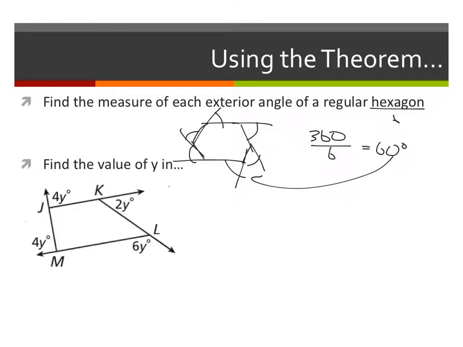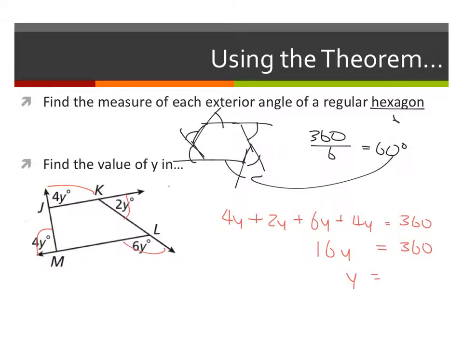We can apply the same concept to the value of y here. Remember, all those have to add to 360. So 4y plus 2y plus 6y plus 4y must equal 360. How many y's do we have there? 16 y's. Which means each y is 60 degrees.